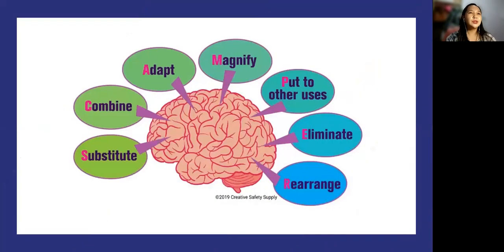Okay. So, this one is tinatawag natin is SCAMPER model. Substitute, combine, adapt, magnify, put to other use, eliminate, and rearrange. So, SCAMPER model provides one tool you can use to help you identify new opportunities. So, it is based on the work of Alex Osborn, a pioneer in the field of creativity, who first coined the word brainstorming. Okay? So, alam niyo na kung kanino galing ang word na brainstorm.